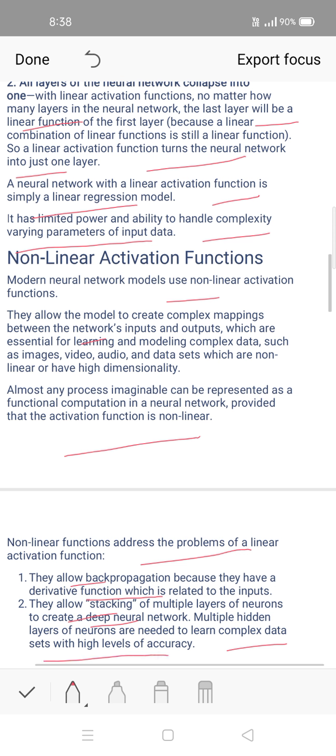I hope the theoretical concept of activation function is clear to you all. In the next video we will study the numerical problems based on this activation function.